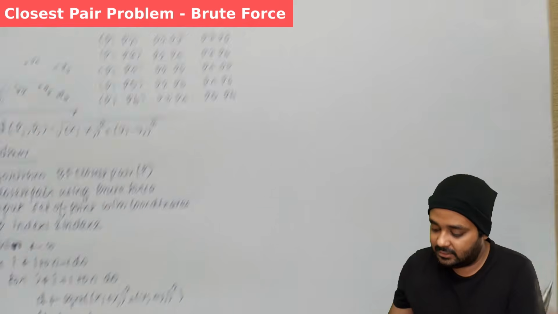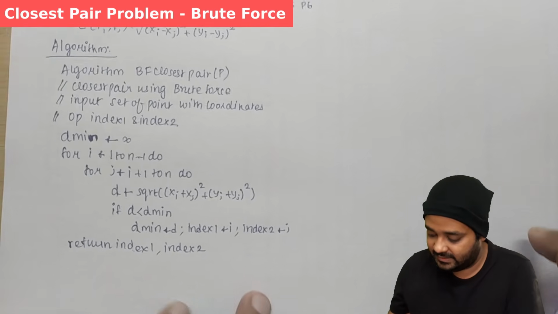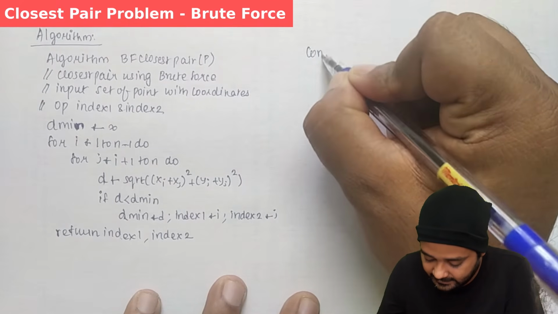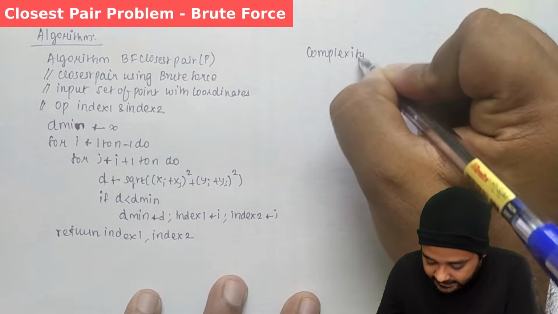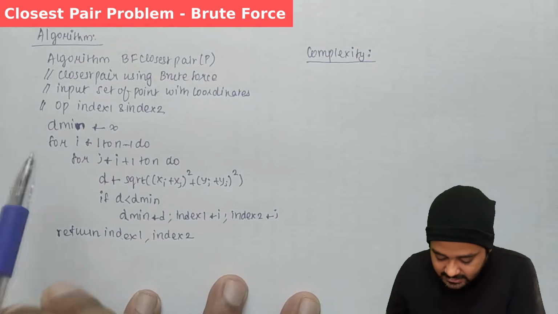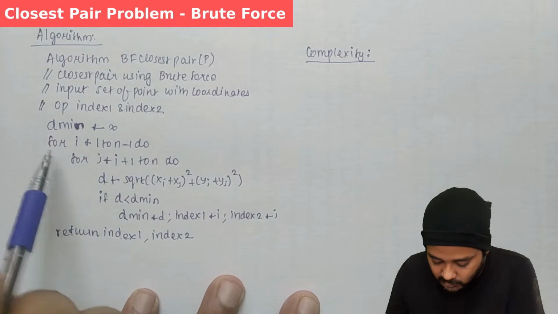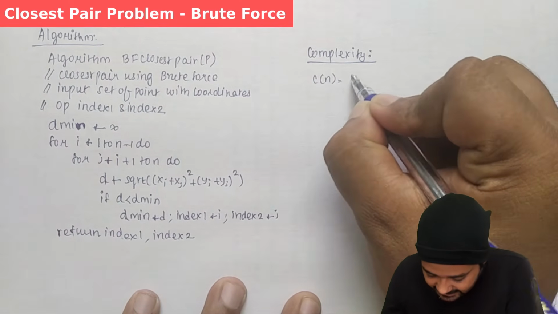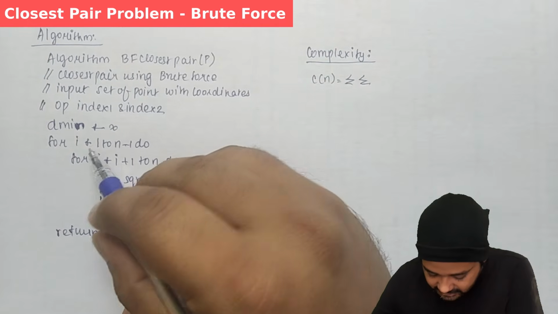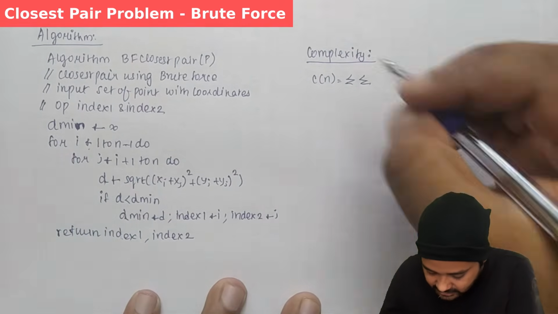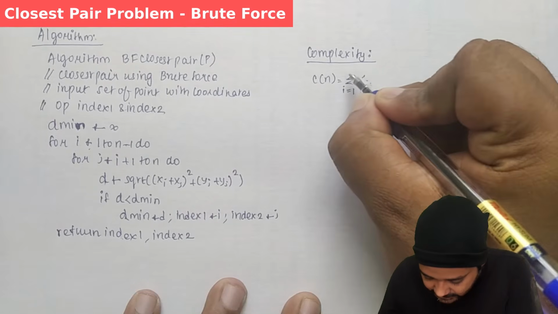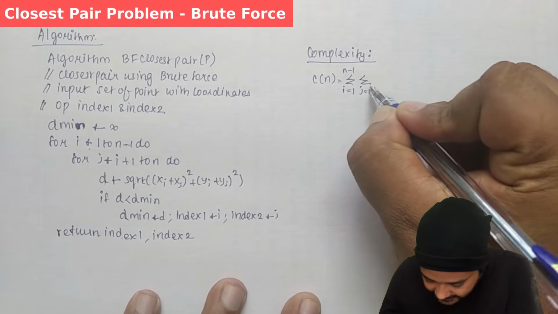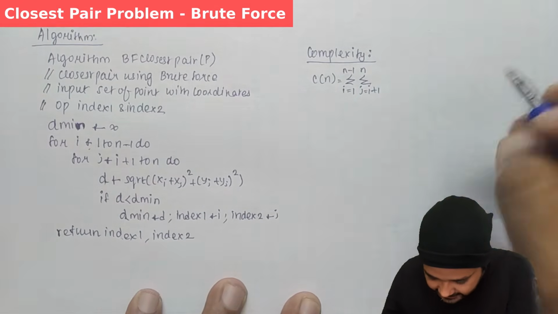Okay, so let's look at the complexity of the program. Looking at the algorithm, we know that we have two loops, so two iterations. So we place two summations. The first summation is i equals 1 to n minus 1, and then the innermost loop j equals i plus 1 to n.